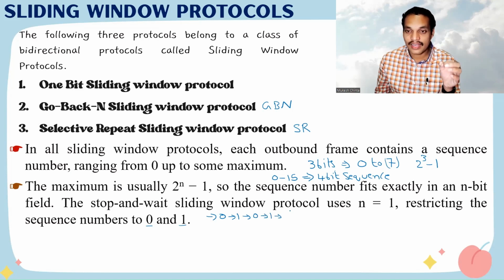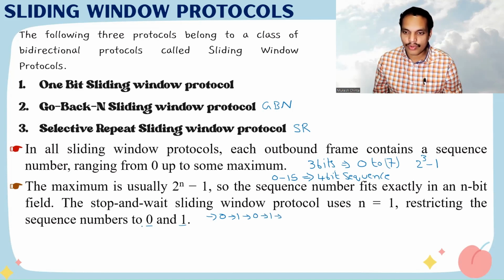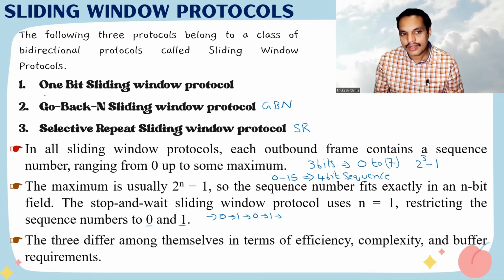That is the reason in stop and wait protocols, usually even a 1-bit sequence number works. Okay. Now, once again, if you are wondering why there are 3 different protocols, all the 3 protocols differ among themselves in terms of efficiency, complexity, and buffer requirements.